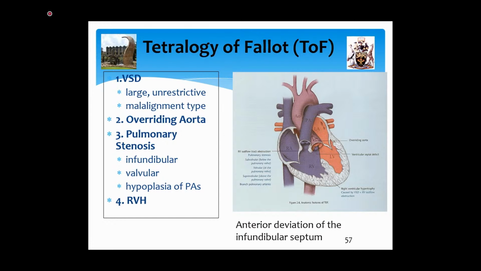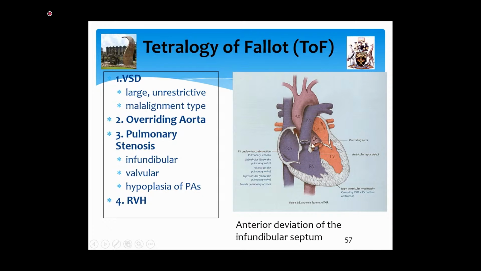The most common of these is the tetralogy of Fallot, where tetra means 4, and Fallot is the person who described it. There is usually a VSD, usually large and non-restrictive. There is an overriding aorta, the aorta overriding the VSD, and pulmonary stenosis. Because the VSD causes anterior displacement of the aorta, it causes obstruction of flow into the pulmonary artery. It might be at the infundibulum before the valve, sometimes it's at the valve, sometimes it's above the valve. Occasionally, you might even have small pulmonary arteries because of disuse.